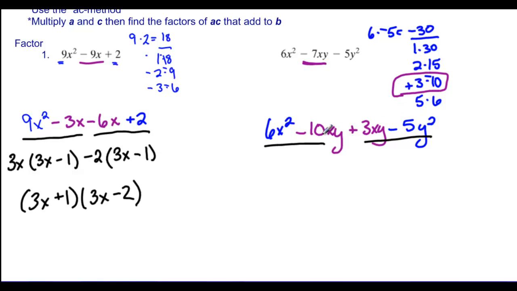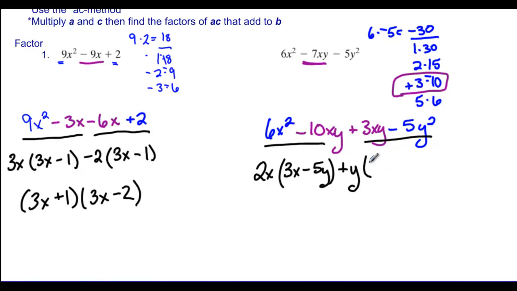And in the first two terms, 6x squared minus 10xy, there's a 2x in common. So 2x times 3x is going to give us 6x squared. 2x times a negative 5y is going to give us this negative 10xy. We're going to keep this sign, so plus. And this 3xy minus 5y squared, there's only a y in common. So you're going to pull y out.